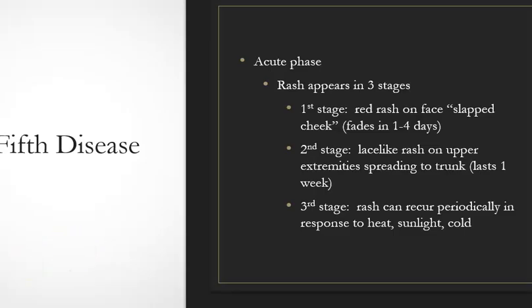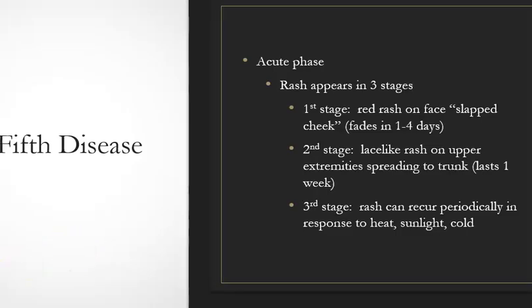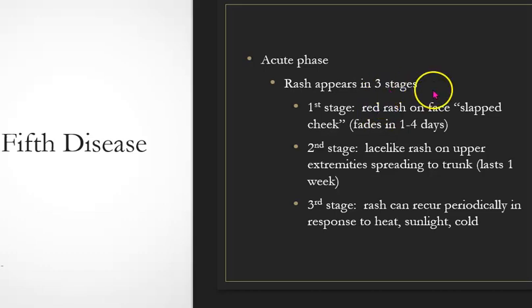With 5th disease, the acute phase of rash will appear in 3 stages. The first stage, red rash on face, can be referred to as slapped cheek. This fades in 1 to 4 days. The second stage is a lace-like rash on upper extremities spreading to trunk. This usually lasts about 1 week. The third stage is rash can reoccur periodically in response to heat, sunlight, and cold.